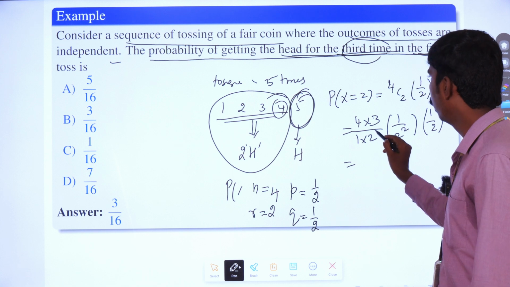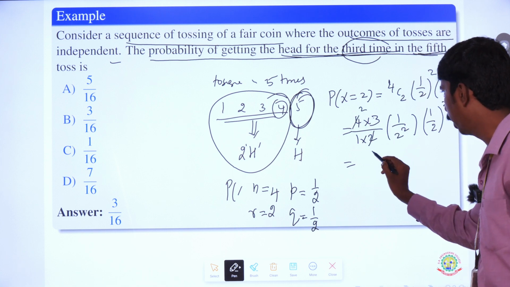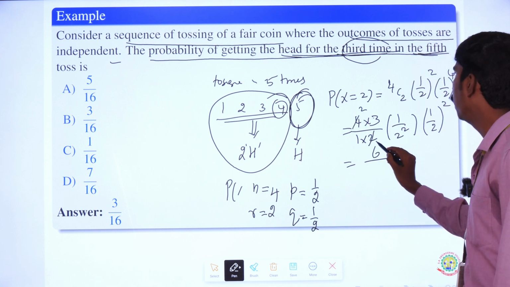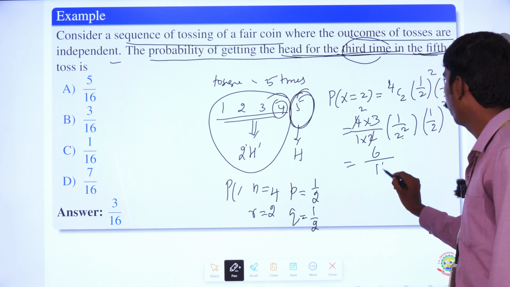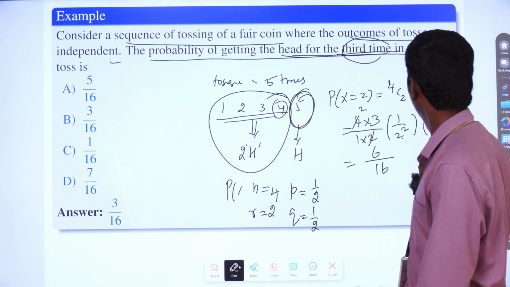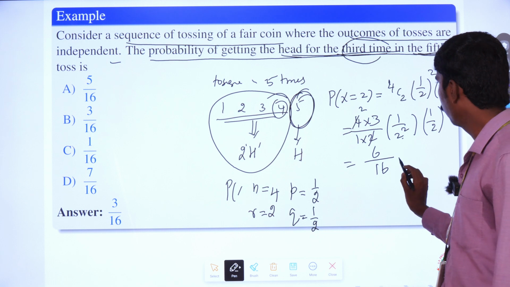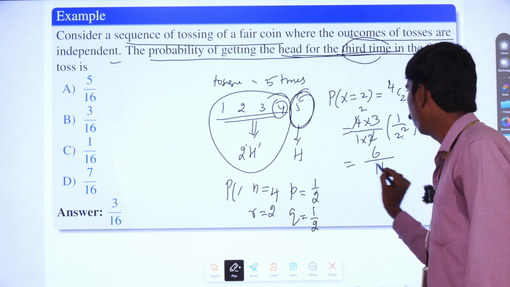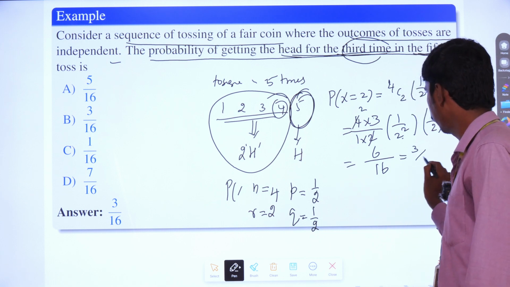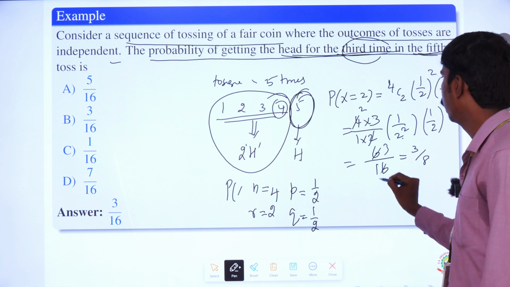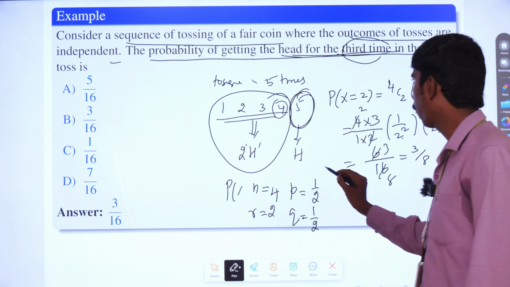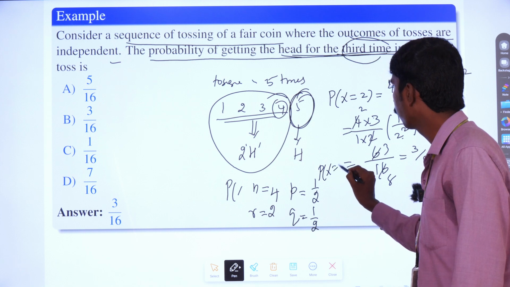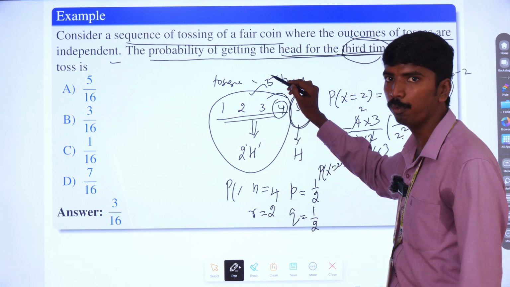So that is equal. You can cancel, then the numerator is 6, then the denominator is 2 power 4, that is 16. So 2 square is 4, then 16. So this is the value, and you can also simplify it as 3 by 8. This is the probability of getting 2 heads in the first 4 tosses.